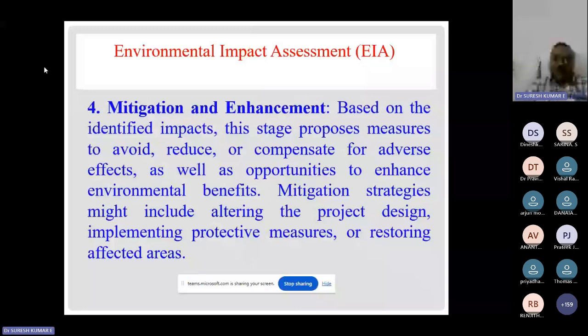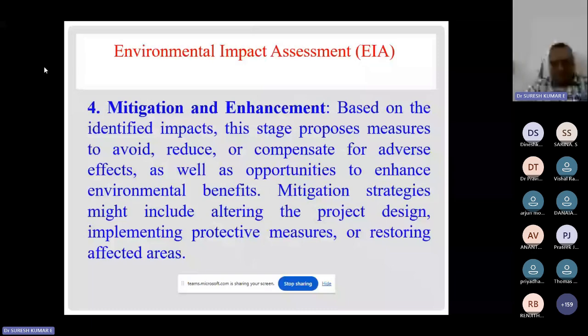So mitigation strategies might include altering the project design through a project alteration, re-option, project site change. That's why I use the word utopian environment. Okay, that's the engineer's task, not the environmentalist's task. So that's why engineering plays a major role here. The project design for relocation and all those, implementing protective measures by the engineers on restoring the affected areas. The affected areas, through a re-engineering process, they can restore.